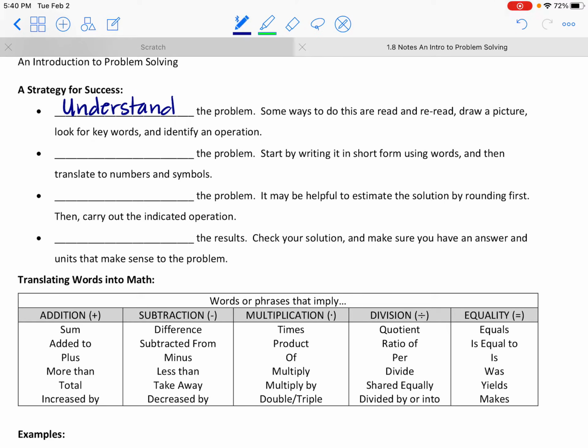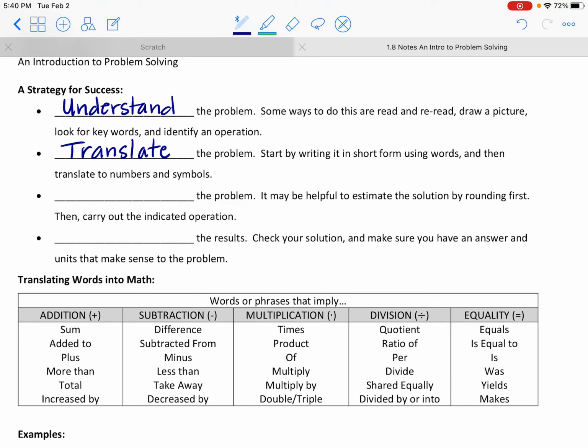And then what we're going to try to do is translate it. We're going to take the words and make them mathematical. Take the words that mean operations and make them mathematical operations. Can we make an equation out of something that we can try to solve? So we'll start by writing it in short form. We may have a paragraph of words that we have to condense down to something shorter, and then from the short form, a direct translation using symbols and numbers.